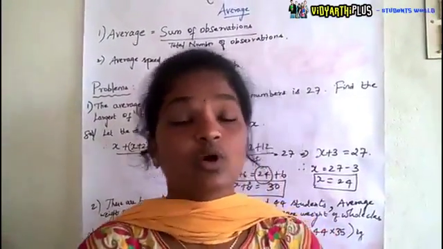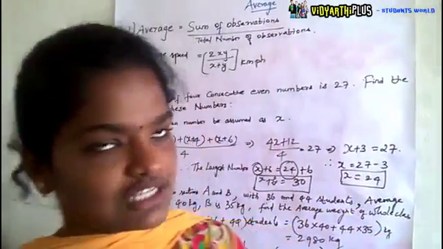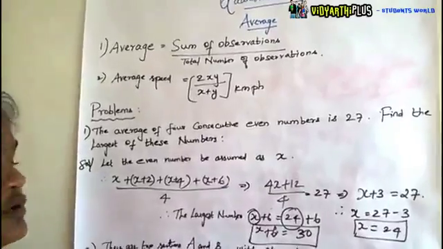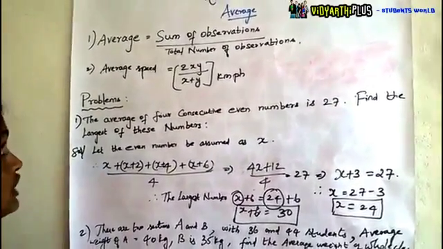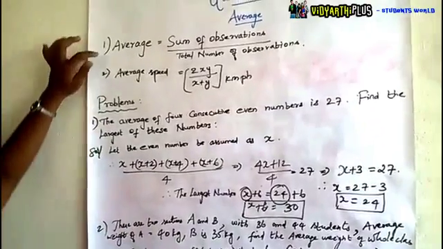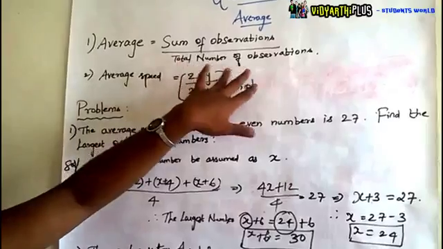Quantitative aptitude. One of the easiest topics in quantitative aptitude is average. Today we are going to deal with that. Before starting the topic average, we have to know two important formulas. The first is the average: the sum of the observations divided by the total number of observations.